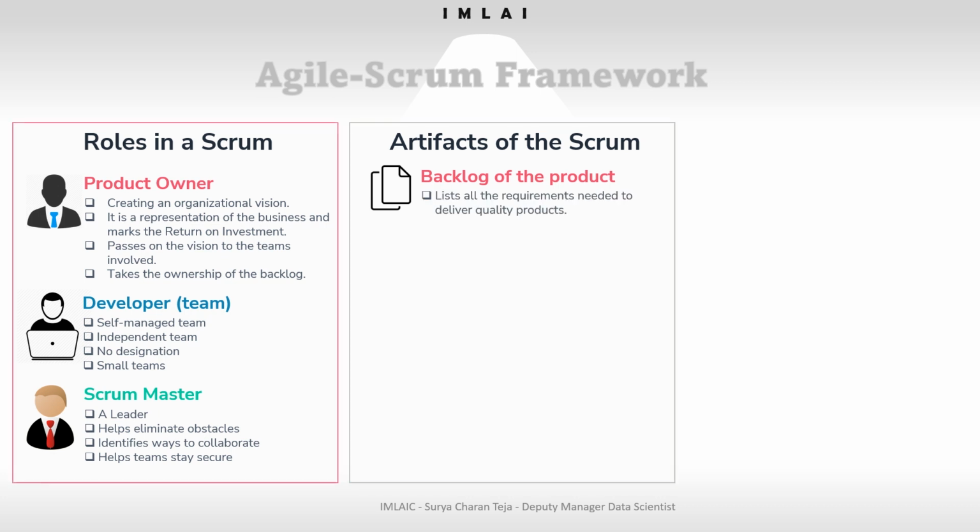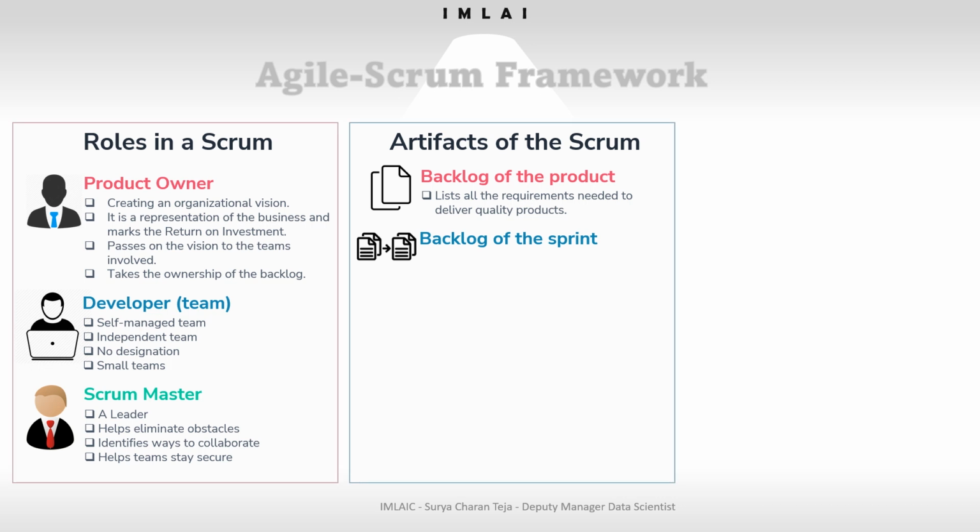So, what is product backlog? Product backlog lists all the requirements needed to deliver products, basically a quality product, and it evolves as per the market needs. It is updated continuously. I think you're getting my point. In a product backlog, if the customer comes up with new requirements, then those requirements should also be added in the product backlog. That's why I say product backlog evolves as per the market needs. It should be updated continuously. Fantastic. So now what is next?